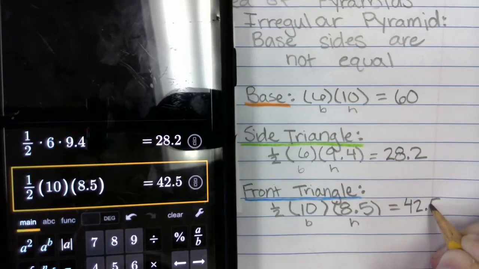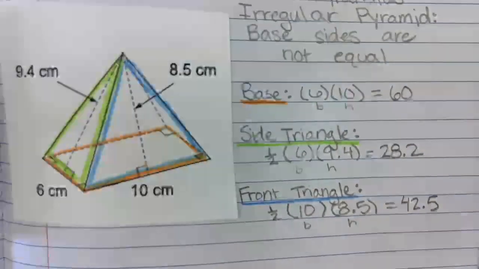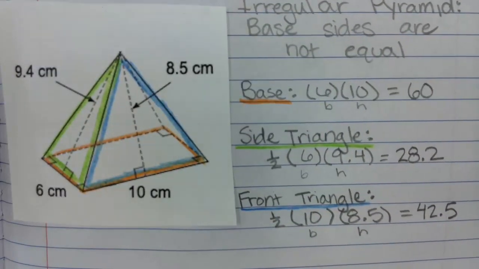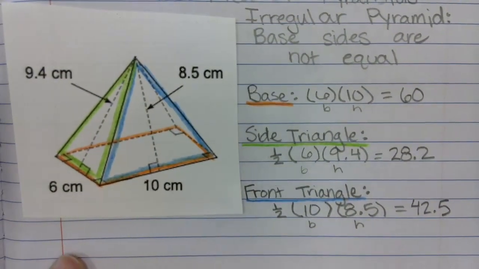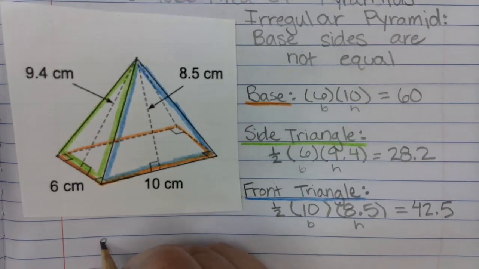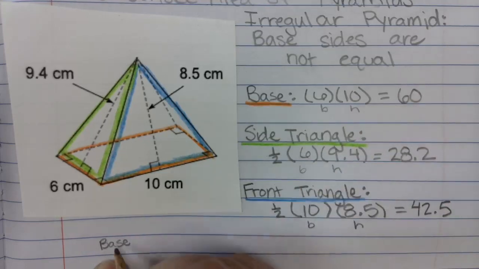So we found all the different shapes that are creating this irregular pyramid. And now we have to figure out how we're going to put them together. So let's start with our base. How many bases do we have? Just one. So we are just going to have 160.